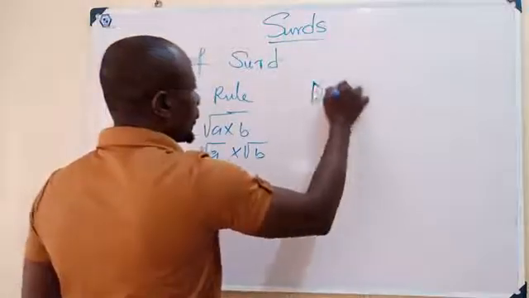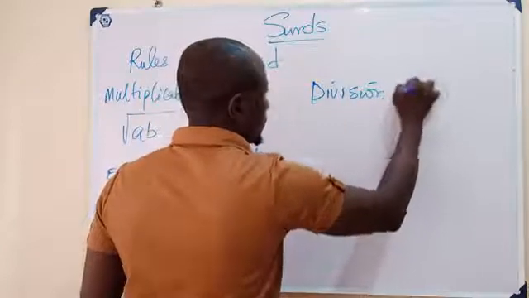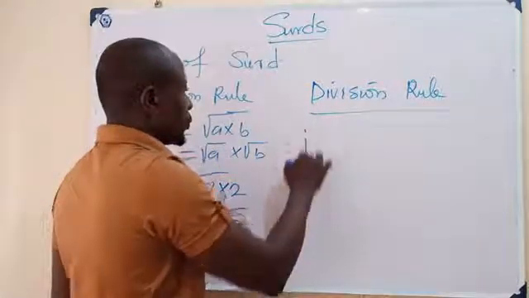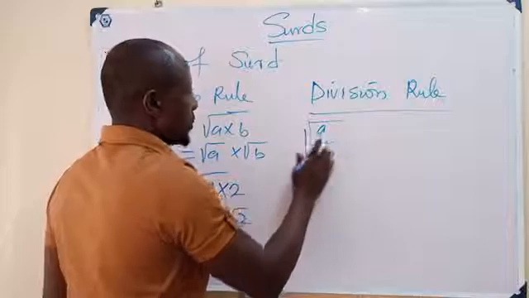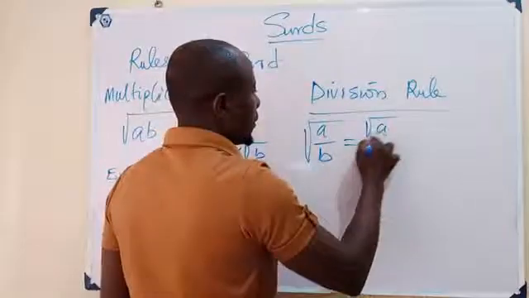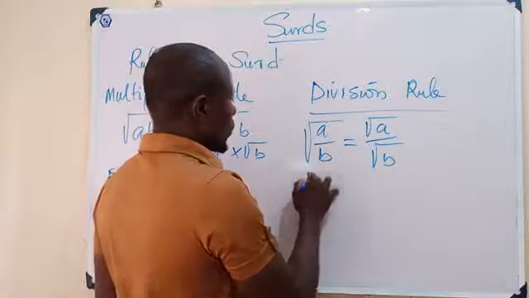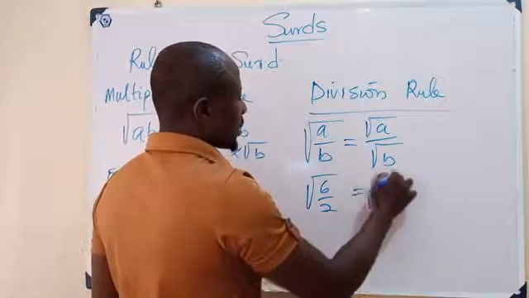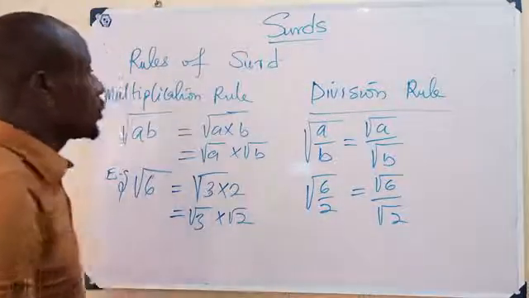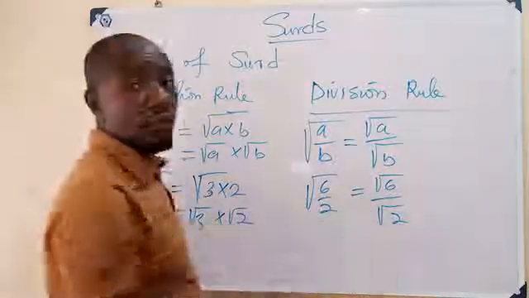We have the one we use for the division rule. So if you have root A over B, this is equal to root A divided by root B. So if you have something like root 6 over 2, this is the same as root 6 over root 2. So take note of the rules of surds. We call this the multiplication rule, and we call this one the division rule.